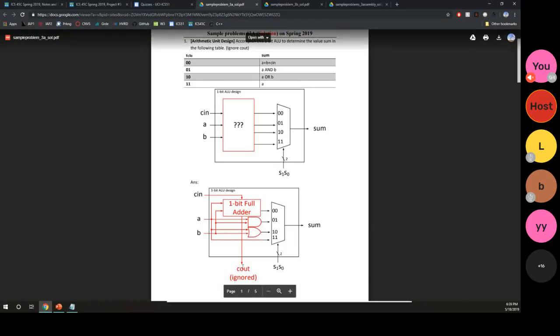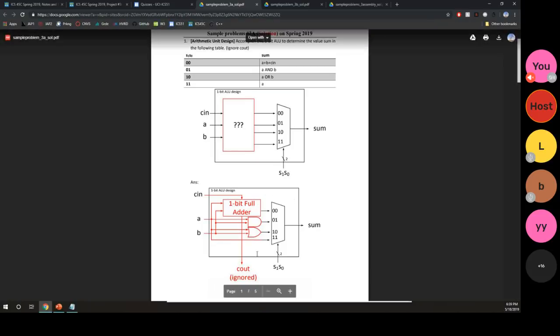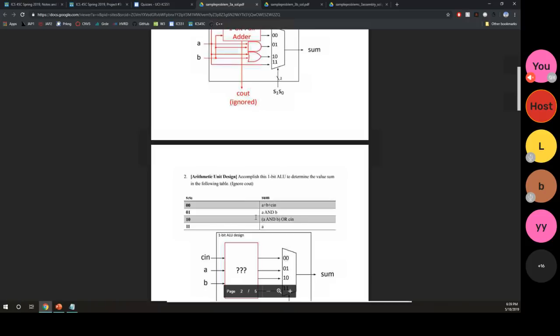And then the C out, because you have to remember that the full adder has a C out in this case, but we just ignore it because it doesn't really matter. So you can just draw it out and forget about it. Let's look at the next one.